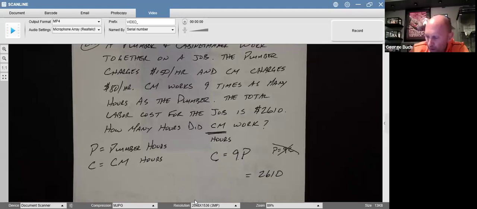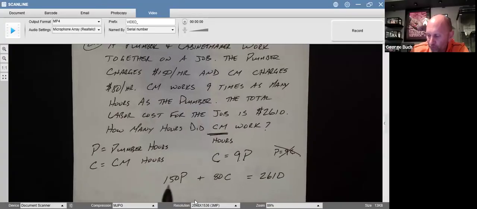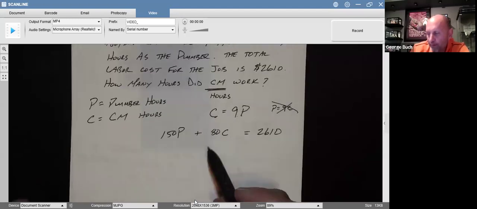Instead, for every hour that the plumber worked, $150 was charged to the job. And for every hour the cabinet maker worked, $80 was charged to the job. So we have to set this up as $150 for all the plumber's hours plus $80 for all the cabinet maker's hours equals $2,610. So now these are my two equations.